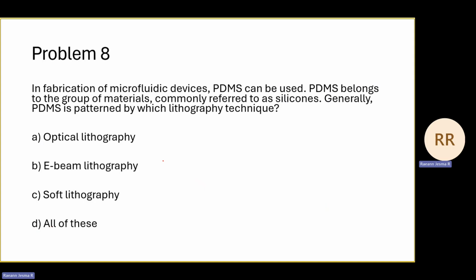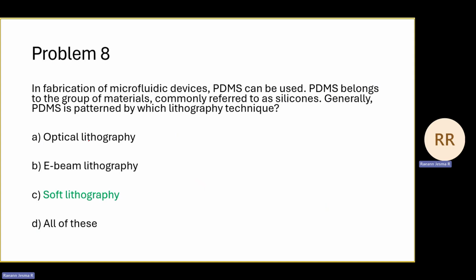So these are various lithography techniques, and PDMS is commonly used for microfluidic devices, that also you know. What kind of lithography are we using to pattern? I think we had this question in one of the earlier discussion sessions as well. The correct answer is soft lithography.